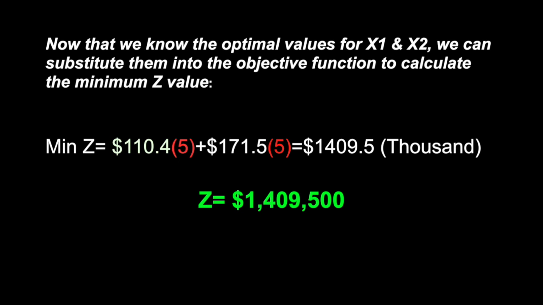Now, as you can see, we've replaced the values of x1 and x2 with 5s, as those are the optimal solutions. And finally, after we do the math, our minimized cost is $1,409,500.